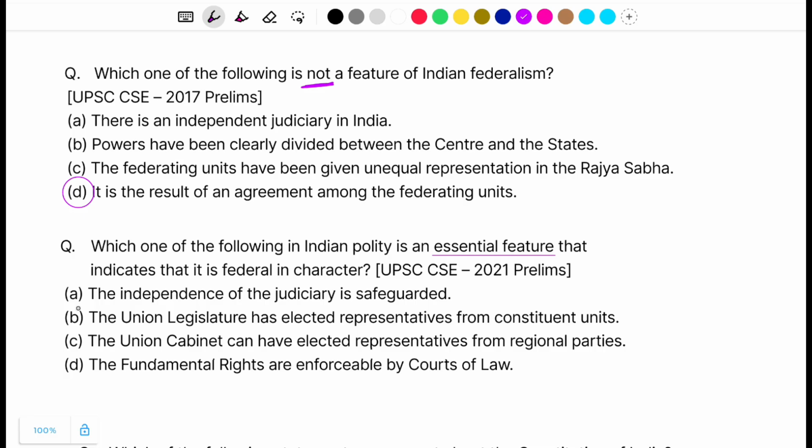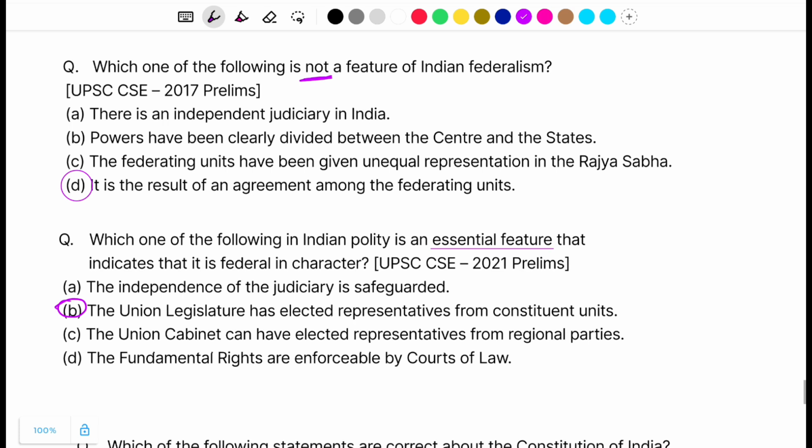The independent judiciary is safeguarded. The essential feature of federalism is always related to the separation of powers between the center and the state. Although the first statement looks correct, it is asked about the essential feature. The Union legislature has elected representatives from the constituent units, friends. Yes, constituent units are the constituencies that are located in the states. So this is the critical feature related to the federal character. So we'll select option B. Option B is the correct answer. Option C and option D are also correct, but option B is more prominent and suitable to the question asked.